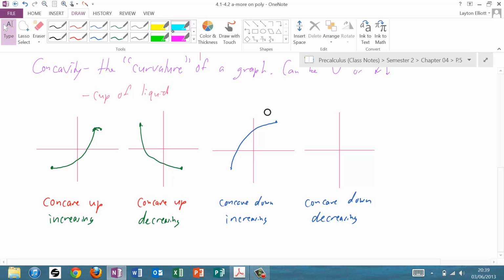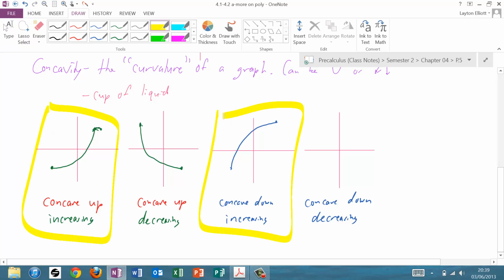Now I want you to compare the two increasing ones right now. They're both increasing from left to right. As my x's get bigger, my y's get bigger, but they're doing so differently. And then my concave down decreasing one would be this. And if I took those two pieces and joined them, the cup of liquid would empty. And an emptying cup of liquid is concave down. So that's sort of how I piece together what's concave up and concave down.